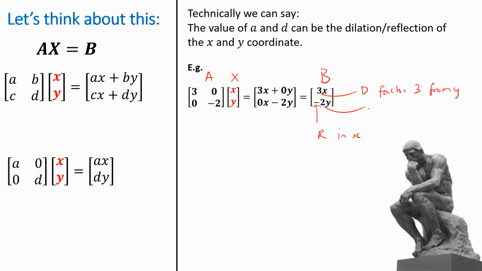And then finally, you got your dilation of factor 2 from the x-axis, because you're affecting your y values, so it's moving away from the x. Okay? And so this is what I'm trying to put to you, that it's very logical. You can read transformation from matrices just the way you have been with the coordinates.